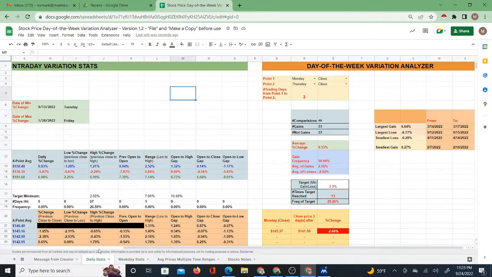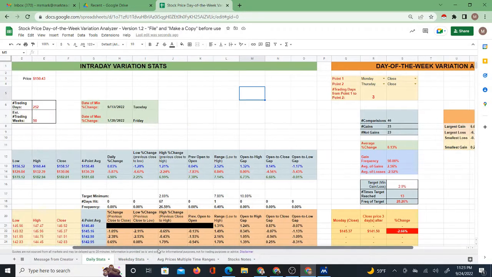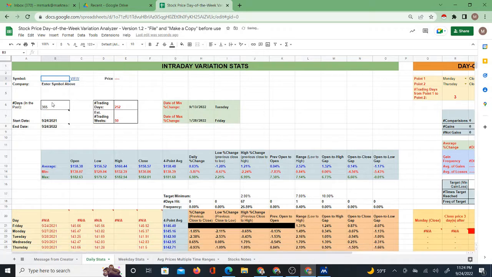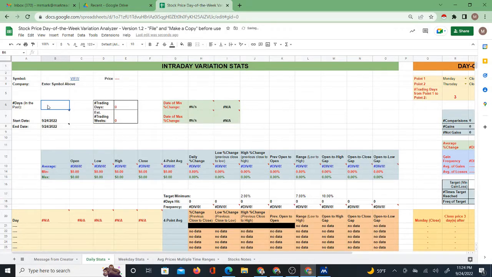So what I'm going to do in this video is just make sure you have the basics of how to actually use the Google Sheet and understand what it does overall. Now, the first thing is to actually type in a stock symbol. So what I'm going to do is delete the stock symbol and delete this number, the number of days in the past. When you do that, nothing will work because there's no data.